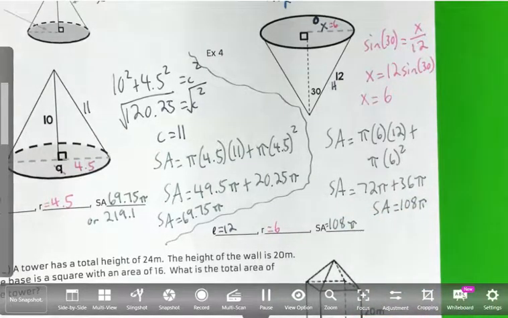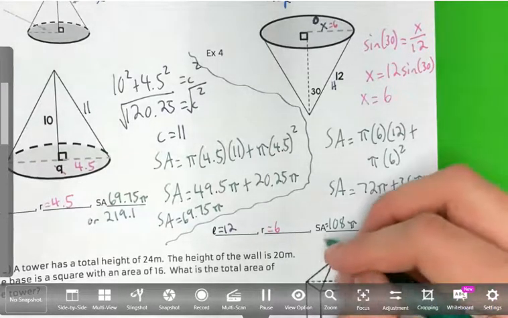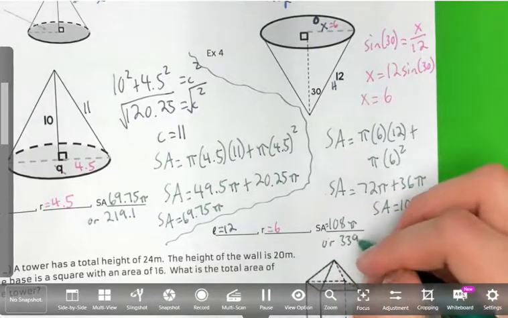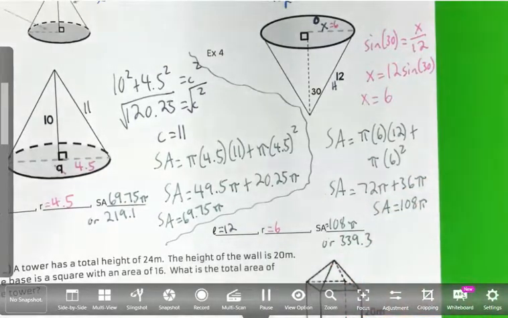And then if you plug 108 pi into your calculator, you can also say that it's 339.3. So be used to knowing how to write that in both ways.